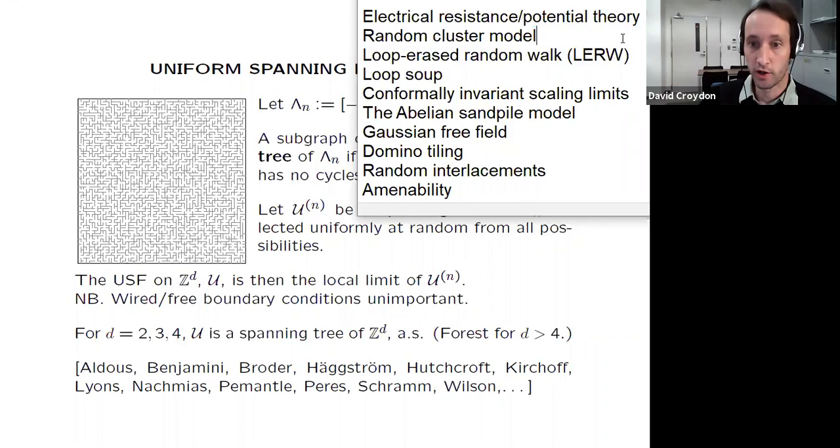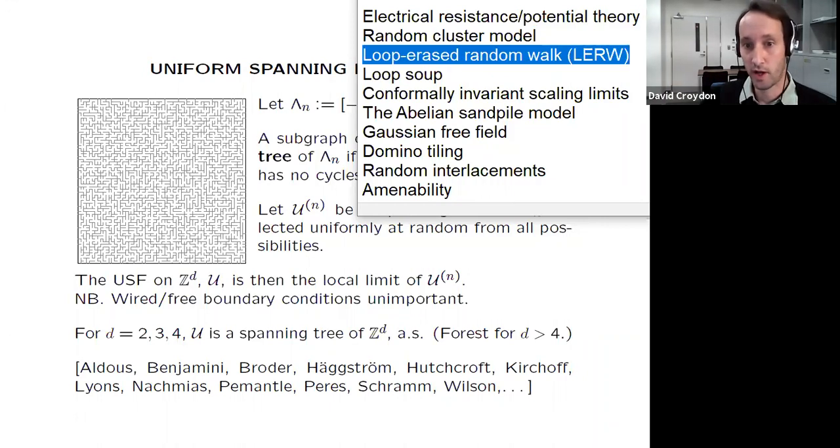Another model that I will definitely talk more about today, and that's very strongly related to the uniform spanning tree, is the loop-erased random walk. I won't say too much about this now, but the connection here goes back again to the work of Pemantle, where he was proving these basic properties of the uniform spanning tree.